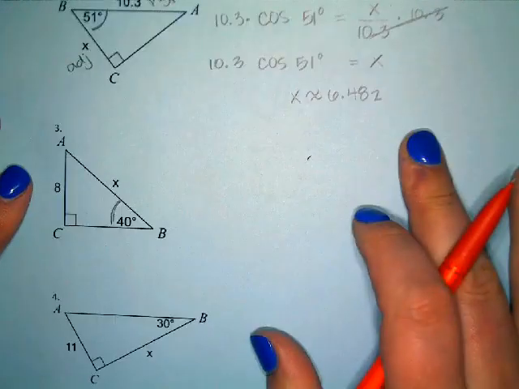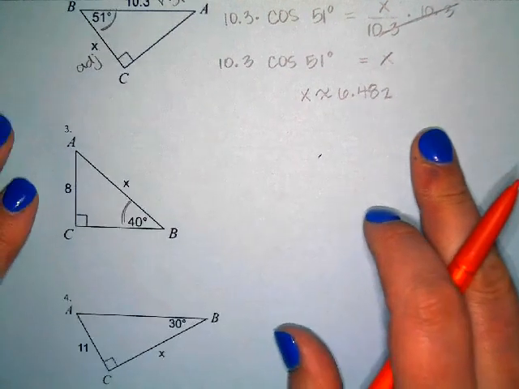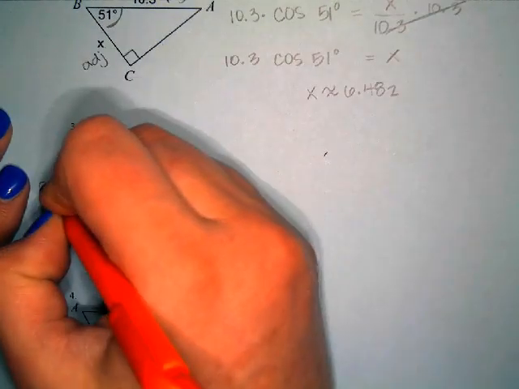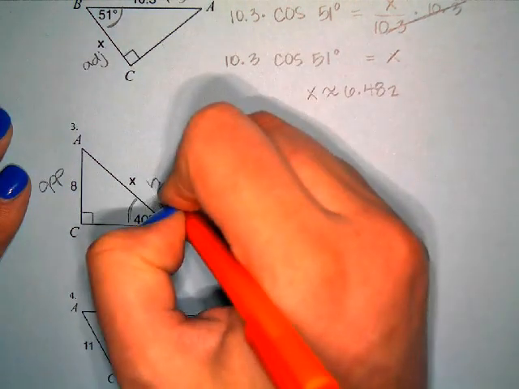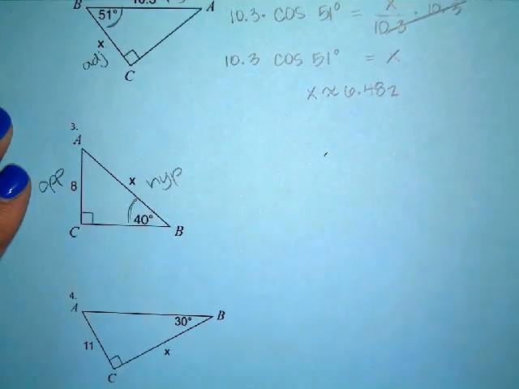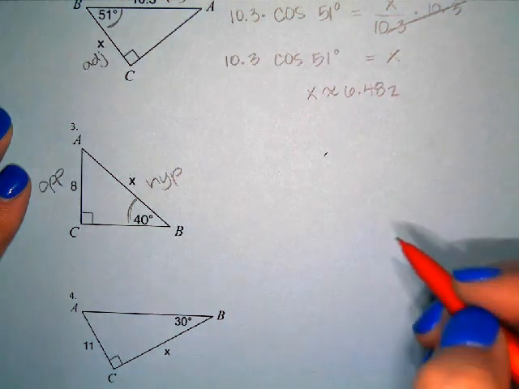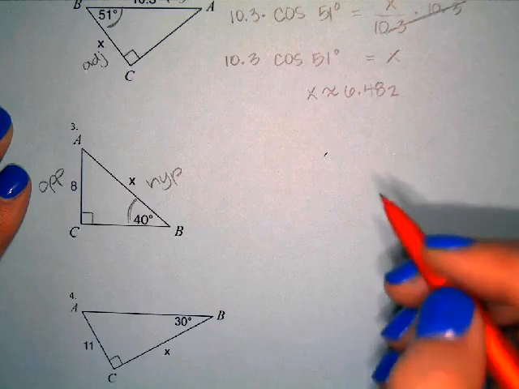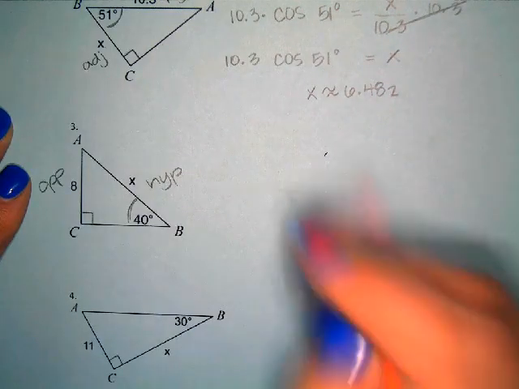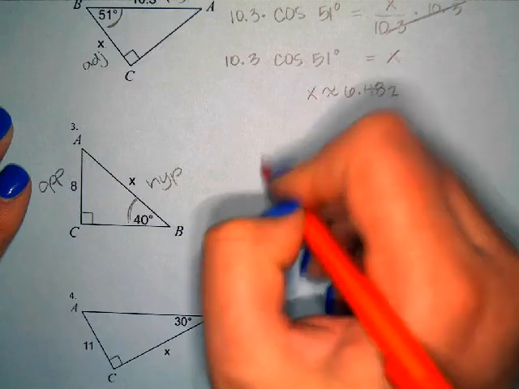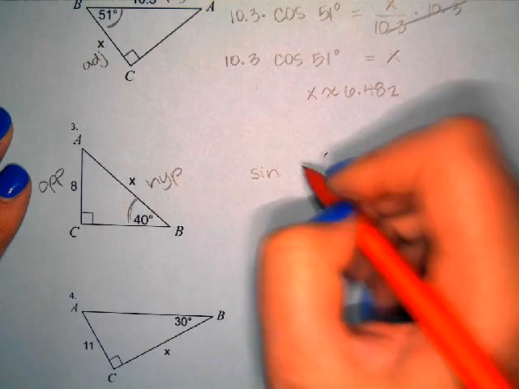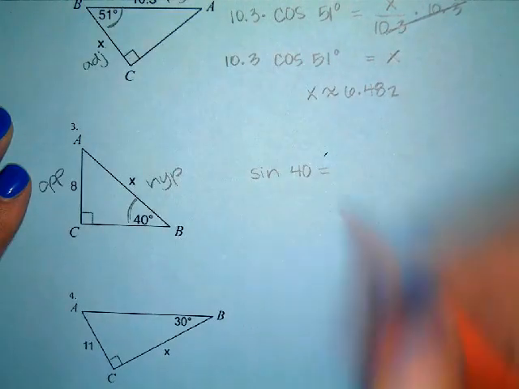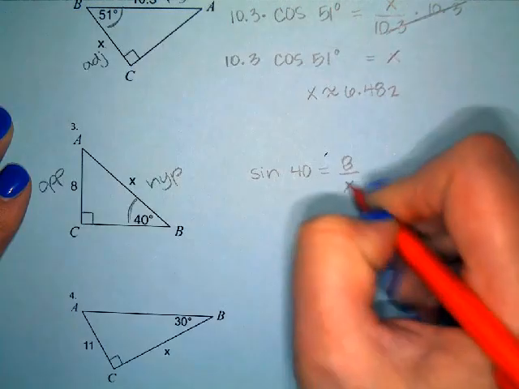What is the 8 side called? Opposite. What is the x side called? Hypotenuse. Okay, so what trig function are we using? And how do we pronounce it? Sine, right? Because it's S-I-N-E, so sine. Okay, so sine of 40 degrees is 8 over x, perfect. Now this one's a little bit trickier because we have the x on the bottom.